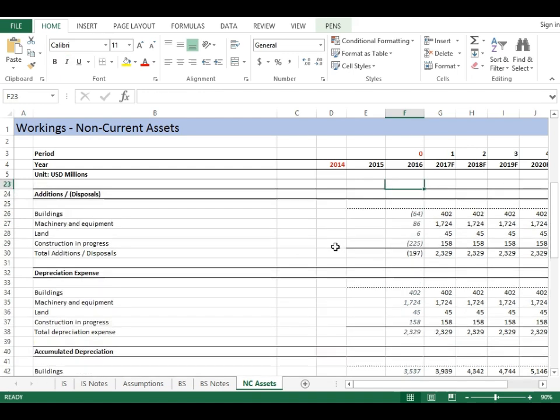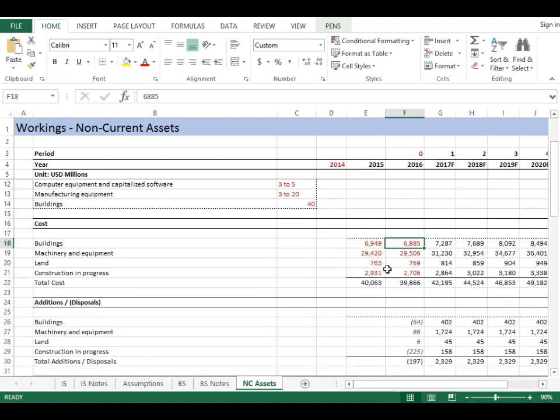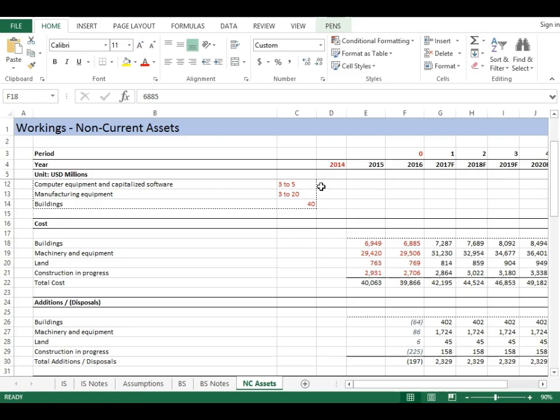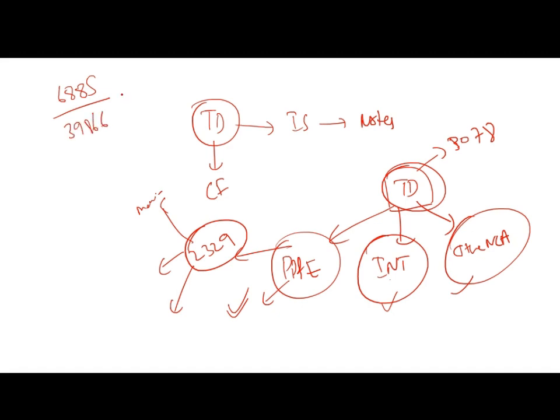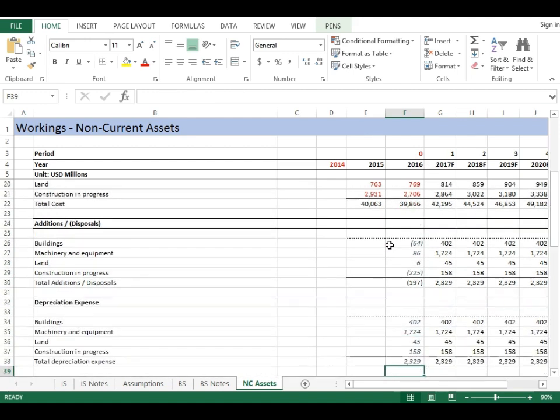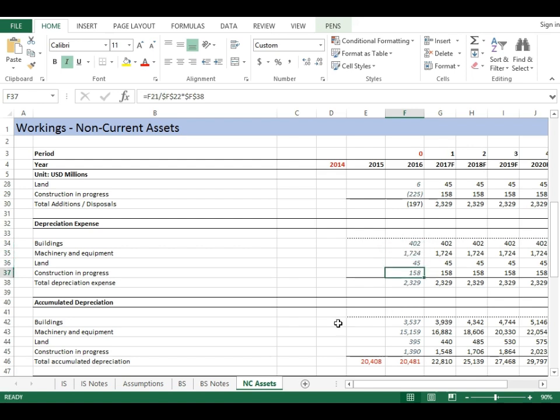So how did I divide it? I looked for the cost and distributed the total depreciation expense in proportion to cost. If you look into it, buildings have a cost of 6885. So what I primarily did was I took the cost of buildings, 6885, divided it by the total cost, which is 39866, and then multiplied it by the depreciation expense of PPE, which is 2329. I did the same for all these assets, and I will get the depreciation breakup.